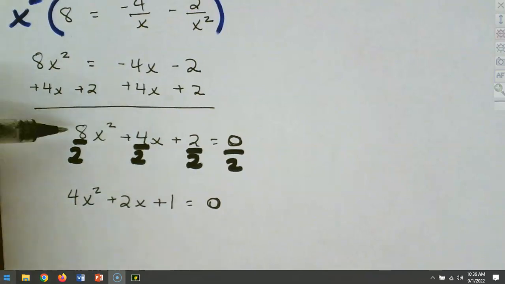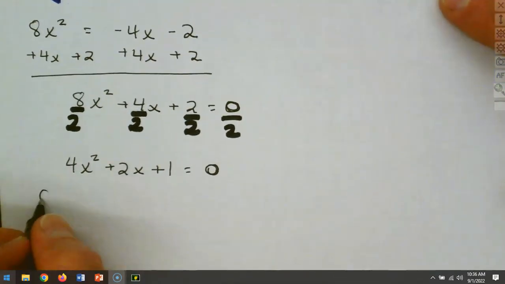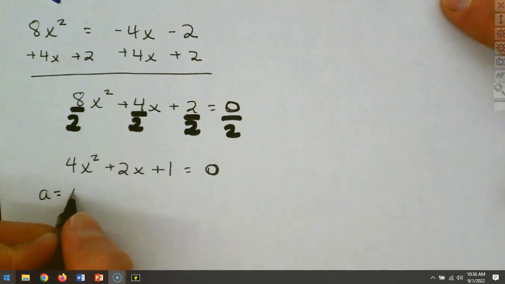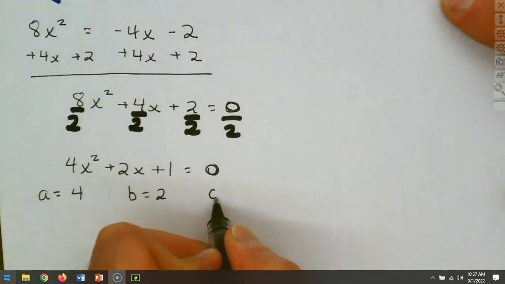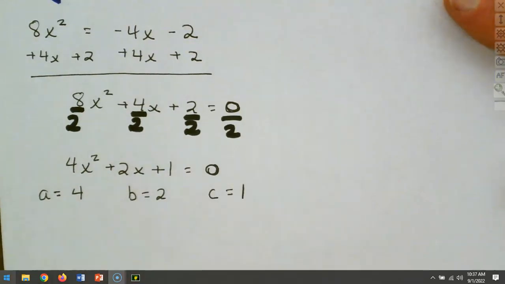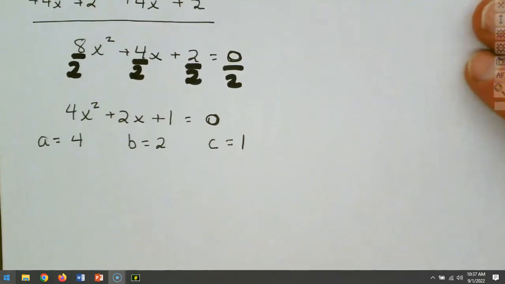Like if this would have been a 9, a 6, and a 3, you could divide everything by a 3. Right? In this case, we could divide it all by what? 2. So always check that. It's going to make your life easier in the long run. Now, once it's set to 0, we label. A, in this case, is 4. Right? B is a 2, and C is a 1. Write up your quadratic formula.